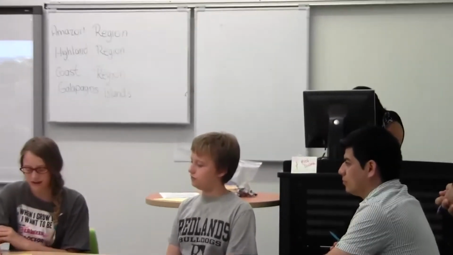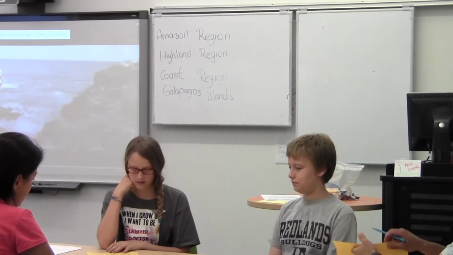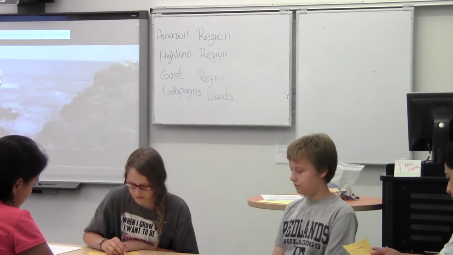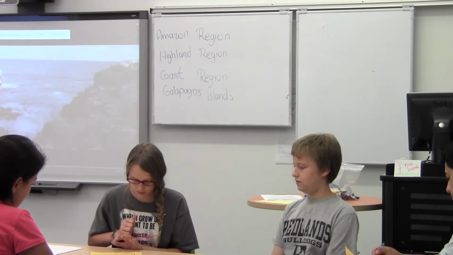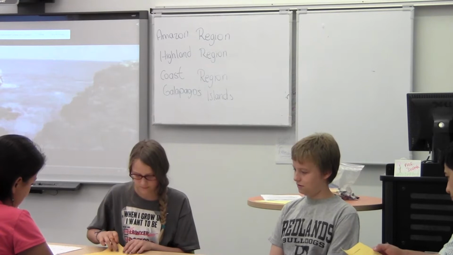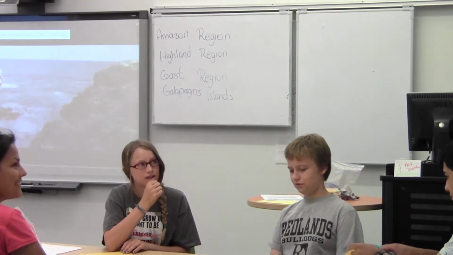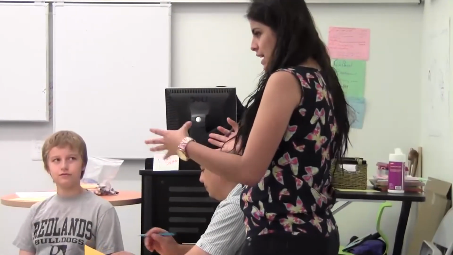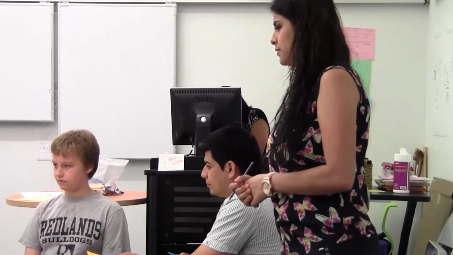So we commonly found that for the Amazon region we have trees and water, like rivers. And for the Highland region we have mountains and snow and cold. And for the coast region we have sand. And for the Galapagos Islands we have dirt. That's good. So you all came with the same ideas? You have a lot of words in common? Okay, that's great.